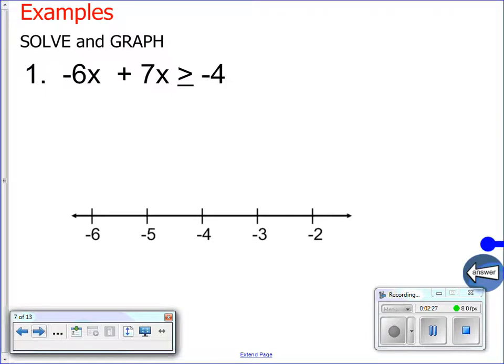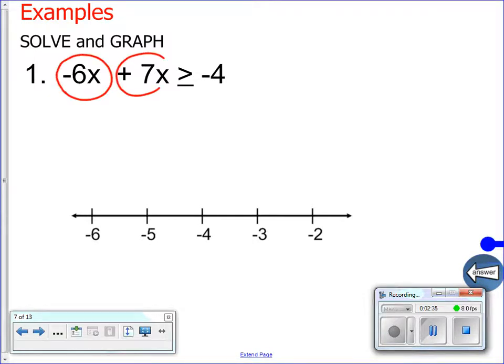So let's do some examples. On this first one, we have like terms on the same side of the inequality. We have -6 and +7. So together, that equals +1, x is greater than or equal to -4. That is going to be a closed circle because it's greater than or equal to. And it says greater than -4, so it's going to the right.